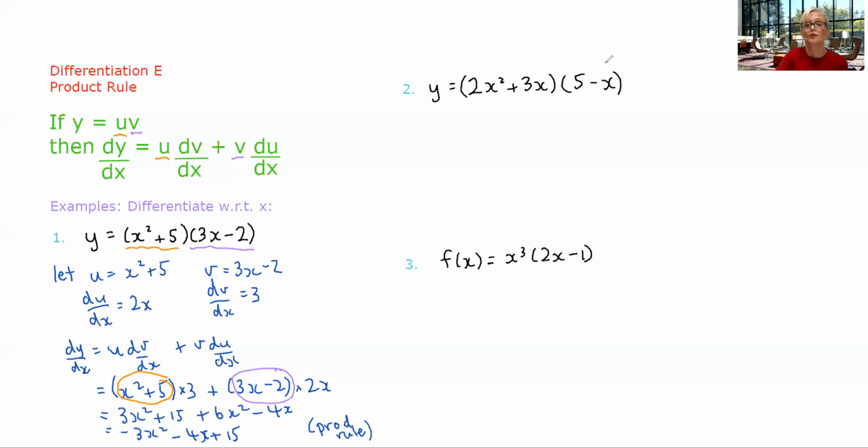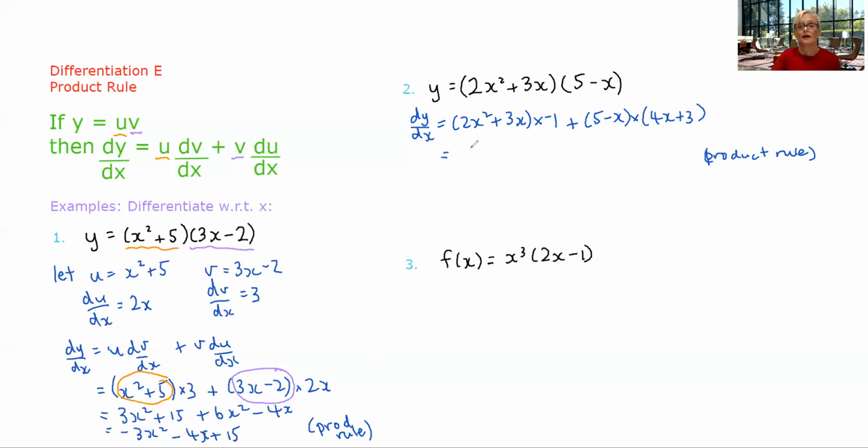Let me show you how I would set this one out. I wouldn't do all this stuff with the let u and let v. I would just say dy/dx equals first thing times derivative of second thing, which is negative 1, plus second thing times derivative of first thing, which is 4x plus 3. Now, because I haven't shown all this setting out, I should definitely write that I've used the product rule. Okay, if you use a rule, you should say that you've used it.